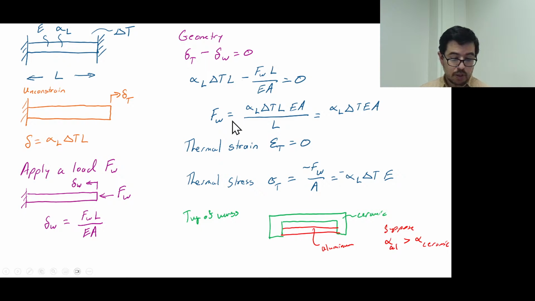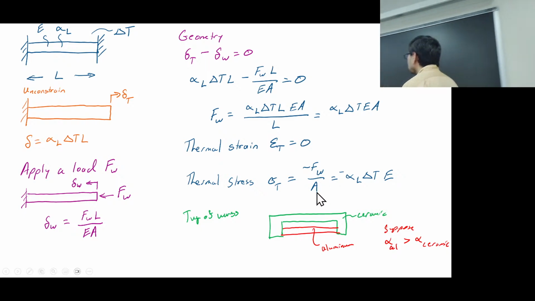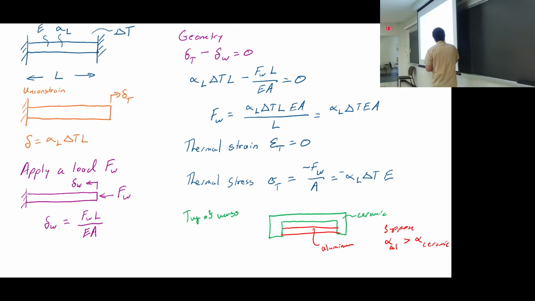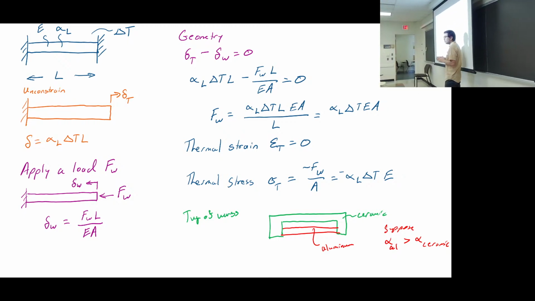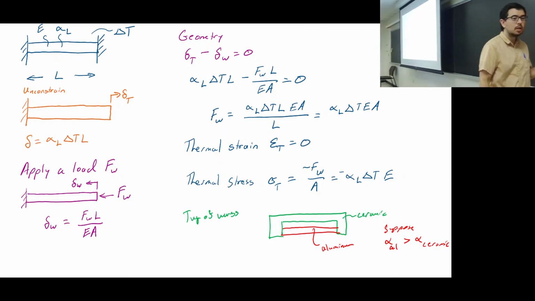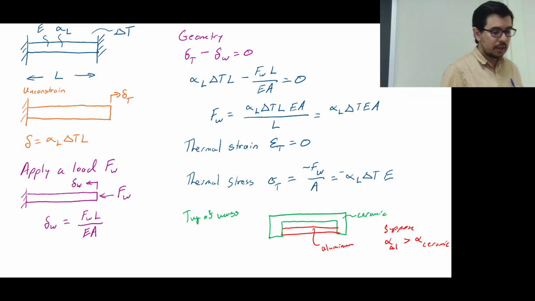So now I can figure out the force, and I can figure out that the thermal stress, the stress due to this applied thermal load, is going to be just that force divided by the cross-sectional area. And in this case, because I'm applying a force, the strain is 0. It's constrained, although before it was not.